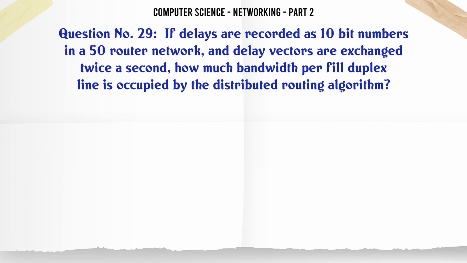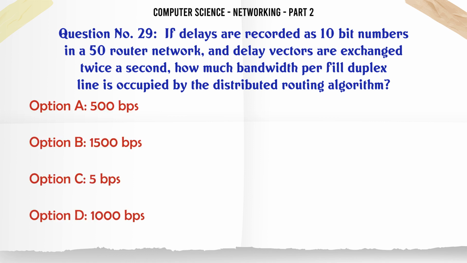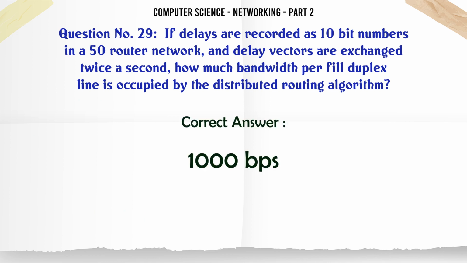If delays are recorded as 10-bit numbers in a 50-router network and delay vectors are exchanged twice a second, how much bandwidth per filled duplex line is occupied by the distributed routing algorithm? A. 500 bps. B. 1500 bps. C. 5 bps. D. 1000 bps. The correct answer is 1000 bps.